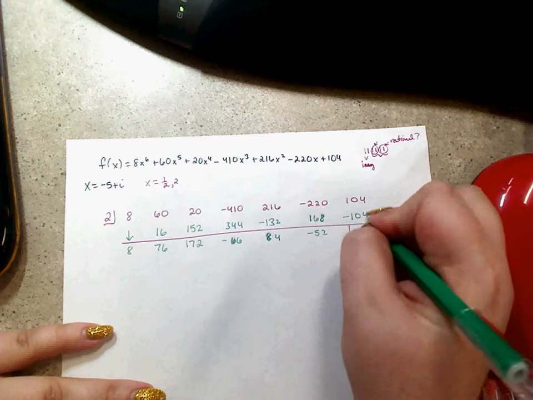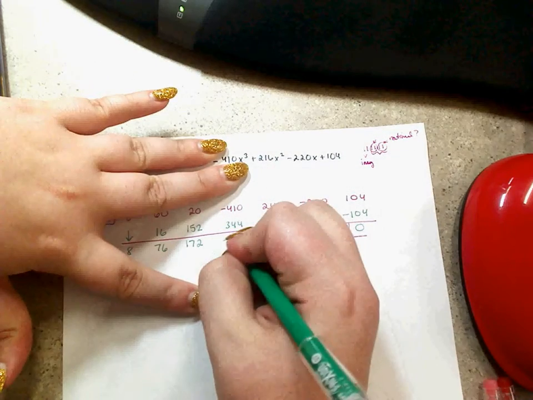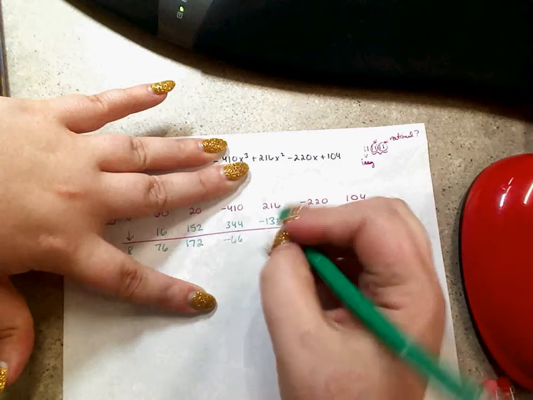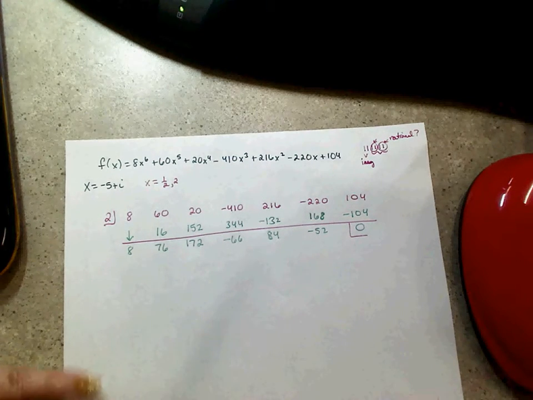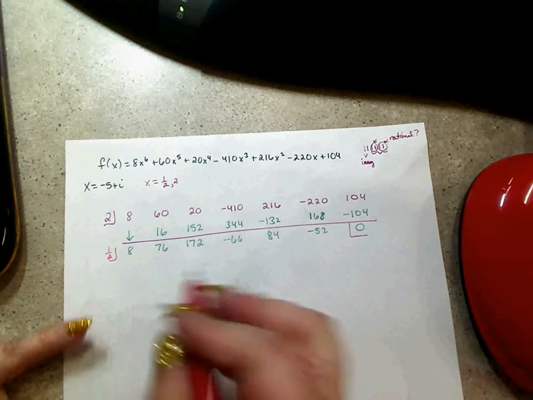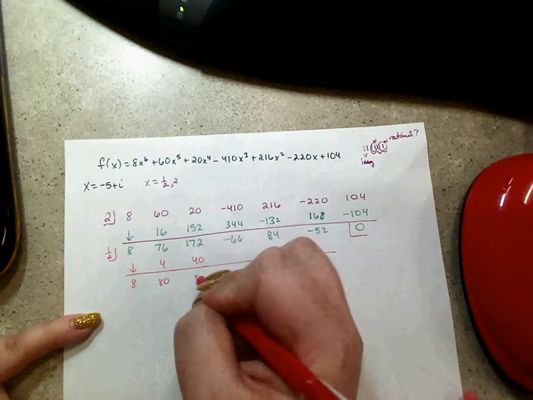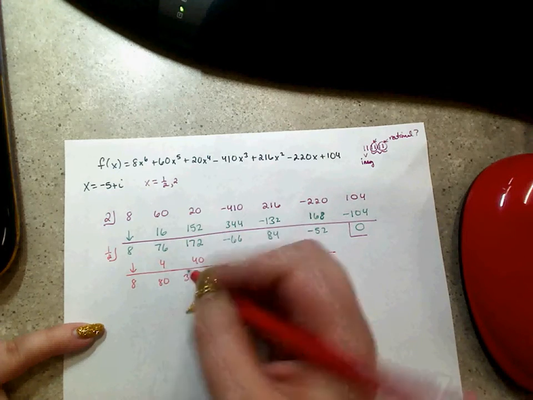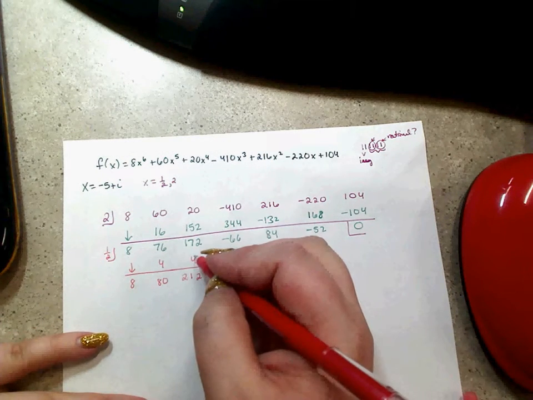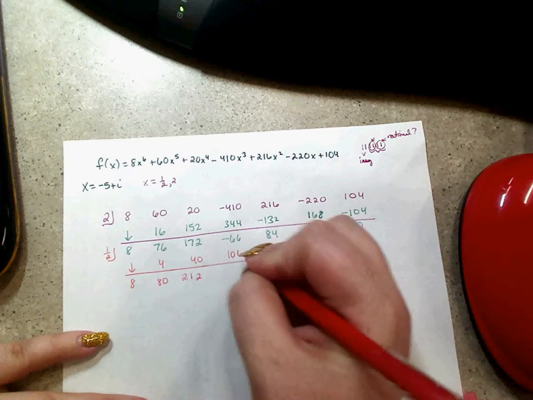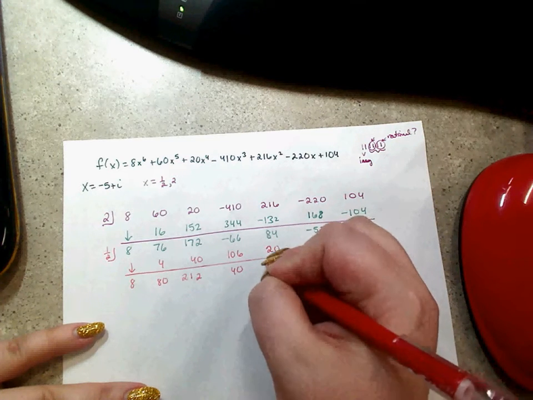All right, so now, 8, 66, and 84. All right, let's divide out 1/2 now. So drop the 8, half of that is 4, add 80, half of that is 40, add 212. Half of that is 106. Add that and you get 40. Half of that is 20. Adding them together you get 104. Half of that is 52 and remainder 0.